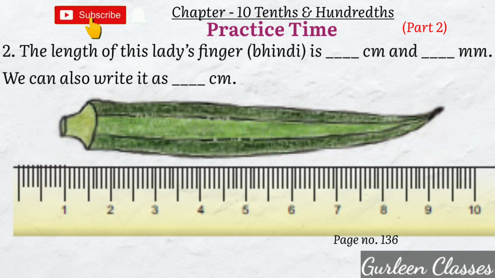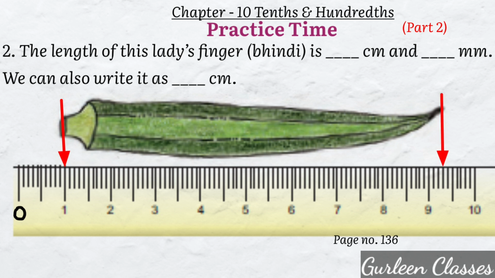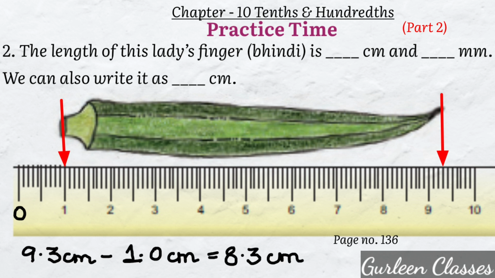Question number 2. Find the length of this lady finger in centimeter and millimeter. Also write it as centimeter. So students, here you can see this lady finger has not started from 0. It has started from 1 centimeter till 9.3 centimeter. So we'll subtract 9.3 centimeter minus 1 centimeter. So the length of the lady finger is 8 centimeter and 3 millimeter. And in centimeter, 8.3 centimeter.